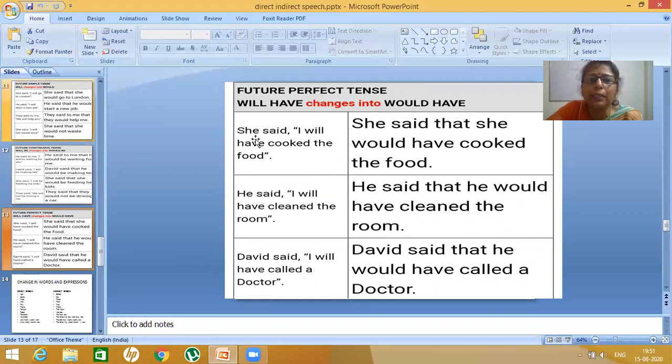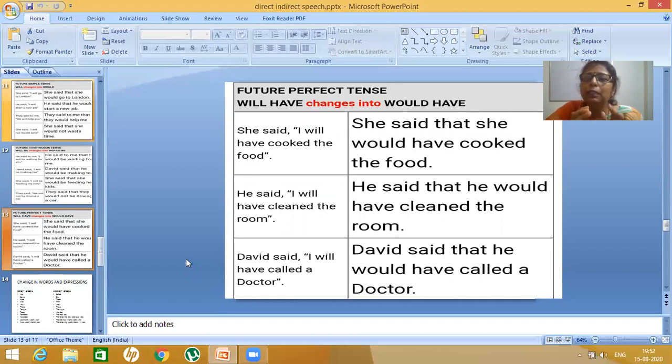See the examples. She said, "I will have cooked the food." She said that she would have cooked the food. He said, "I will have cleaned the room." He said that he would have cleaned the room. David said, "I will have called a doctor." David said that he would have called a doctor.